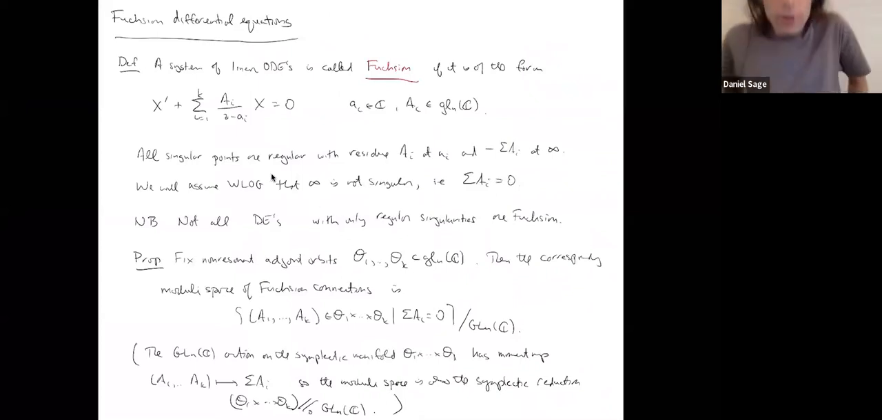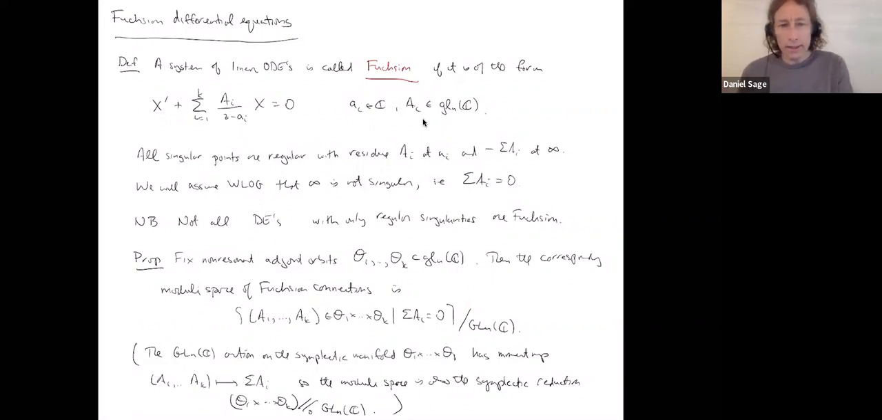Now we're ready to start talking about our problems in this setting. This is extremely classical. It goes back over 100 years. A system of linear ODEs is called Fuchsian if it is of the following form: x prime plus, and then you have a simple pole at each of these little a_i. The residue at little a_i is big A_i. And that's it. That's the differential equation that we're interested in.